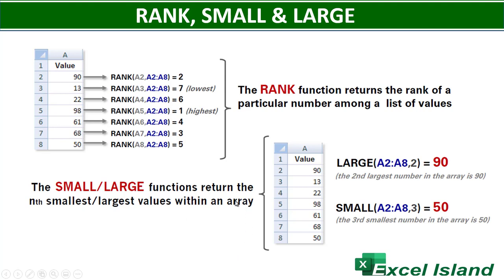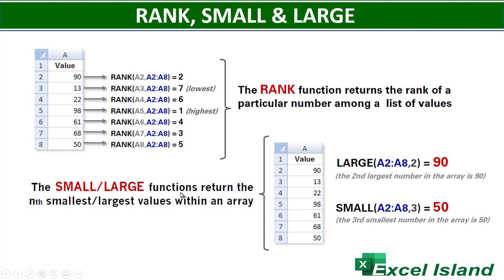So let's go to rank, small and large. What the rank function does is return the rank of a particular number among a list of values. You should know that rank, small and large do pretty much the same task. When you look at rank, we have these values here. I want to get the rank of the value 90 in the list of values. When you input the syntax, you mention the cell first, A2, then you mention the array. The value 90 is on the second rank. When you check the numbers by value, 98 has the rank of 1, and 90 is the next one with the rank of 2. That's pretty straightforward for rank.